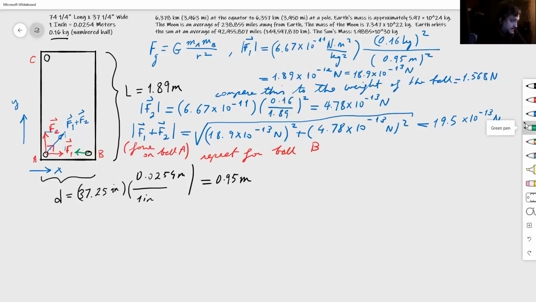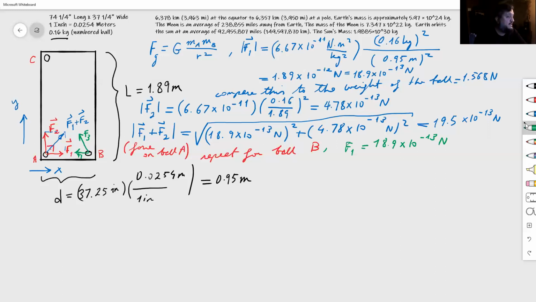And then B will also be attracted in this direction, towards C. I'm going to call it F3. And this is equal in magnitude to F1. So do you mind if I just call it F1 again? All right, so F1, we found F1. That was 18.9 times 10 to the negative 13 newtons. What is F3?